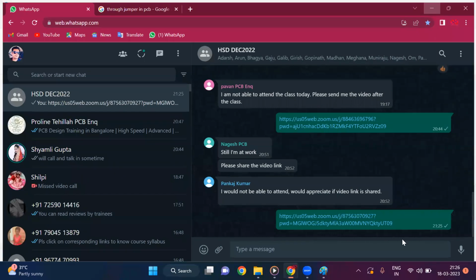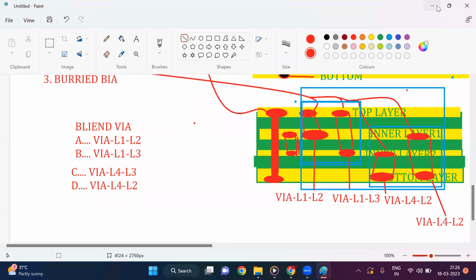My task for you tomorrow is to construct a 4-layer board, a 6-layer board, an 8-layer board, and a 10-layer board. You have to use blind vias and buried vias like this, create them, and send the samples to me in the group so that I can check and suggest if anything is wrong. We have done blind via for 4 layer, and I am doing it now.